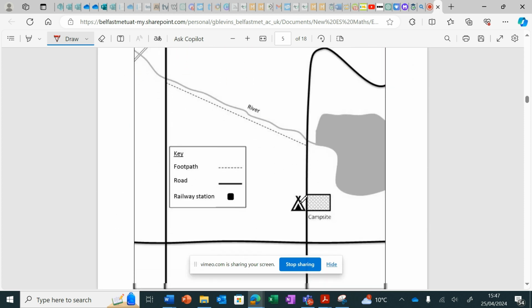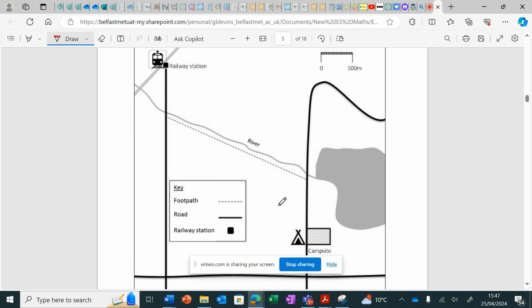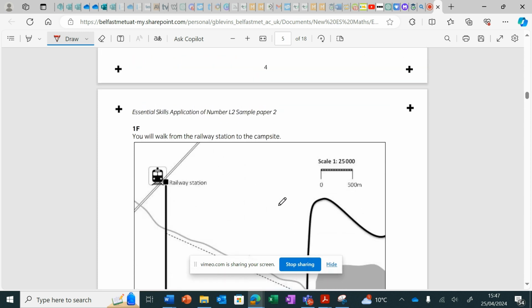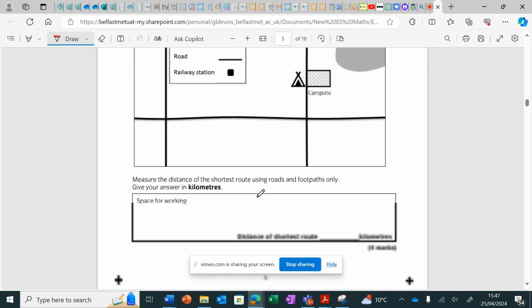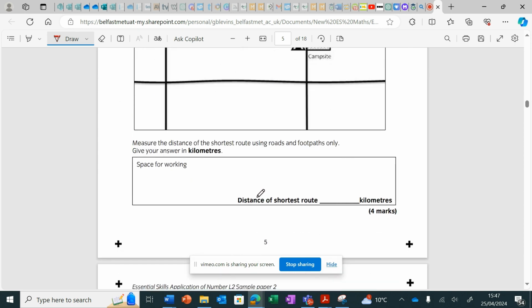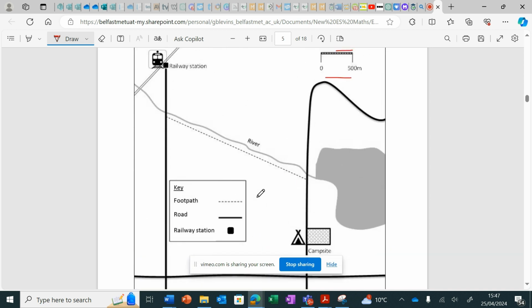Moving on to the next question. Oh, another one of these scaled questions. So there's our important bits here. It says you want to work out the distance between these routes. So we would need to measure. We'll measure from probably here, because it says you can follow the paths to there, to here.